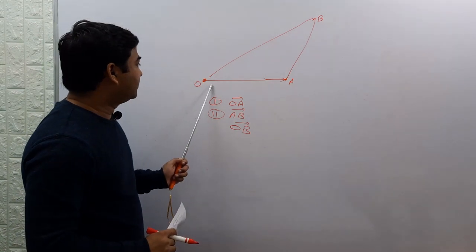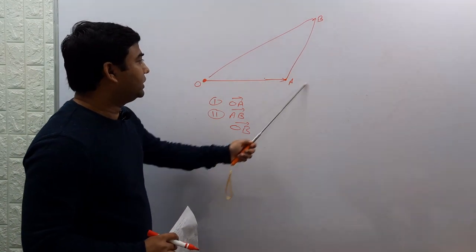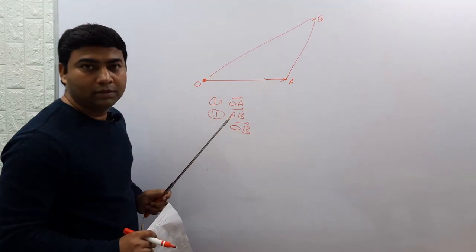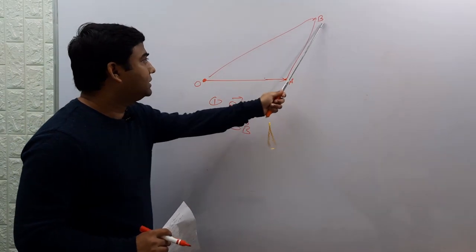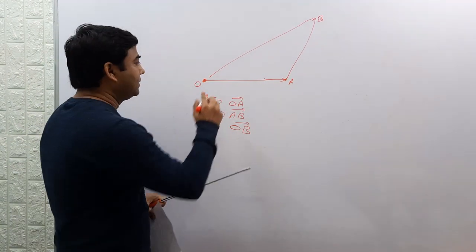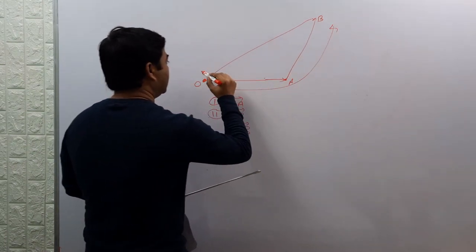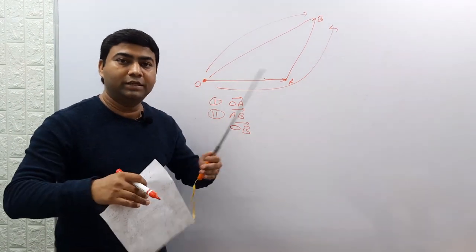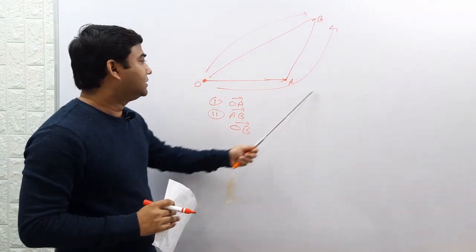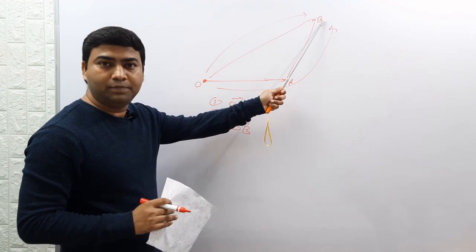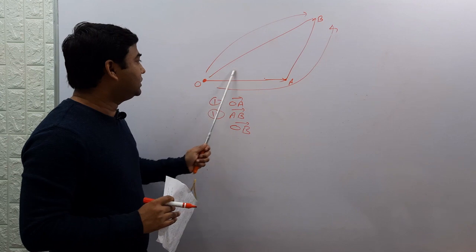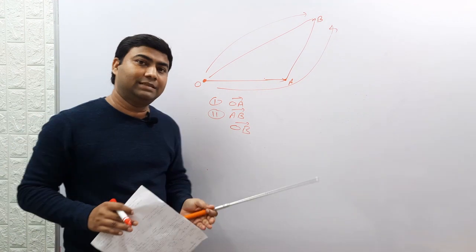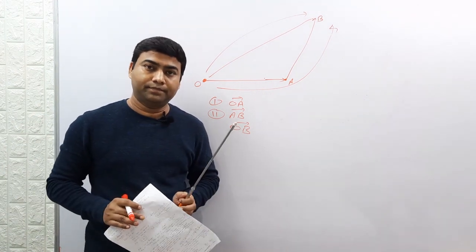Rather than moving from O to A and A to B, if he only moves from O to B, the net effect is the same in both cases. The person goes through this path or he goes through this path, the end effect is the same. That is the meaning of resultant. In this case, finally he reaches B. If he follows this direct path, in that case also he will reach B. In both cases, the effect is the same.